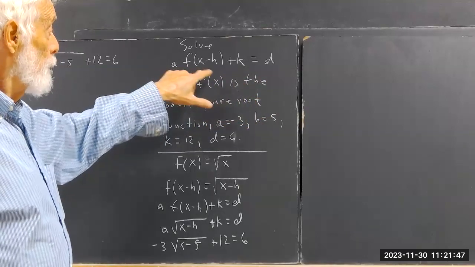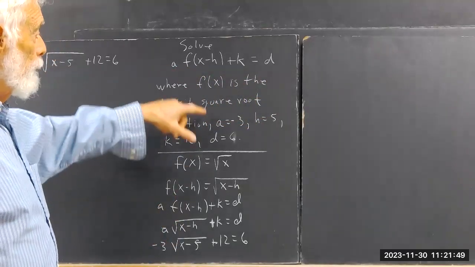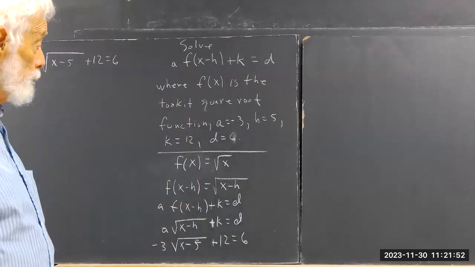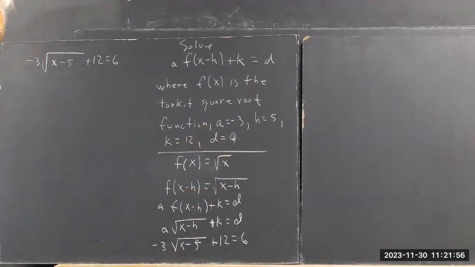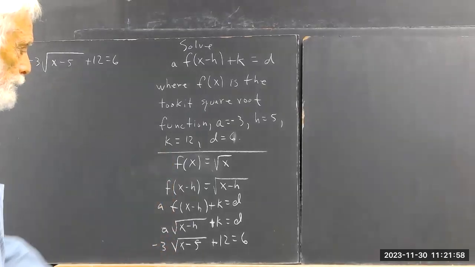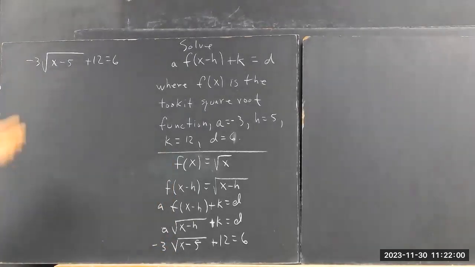We're solving this equation for X, where f of X is a toolkit square root function, and A, H, K, and D have the given values. So we do the substitution down here and we get this equation. So we're just ready to start solving this equation.